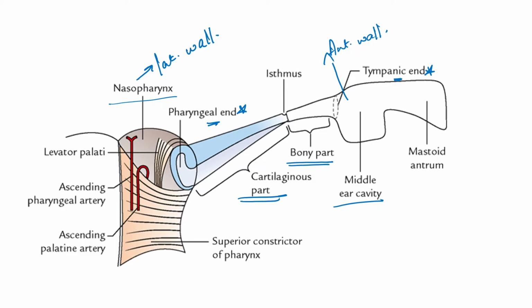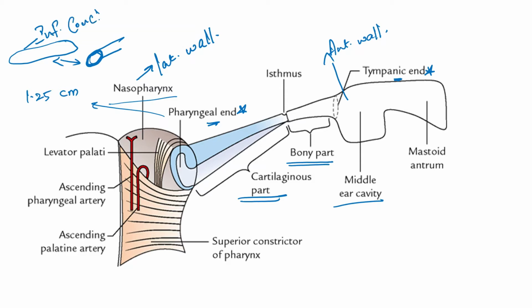When we talk about the pharyngeal end of the auditory tube, it is located about 1.25 centimeter below and behind the inferior concha of the lateral wall of the nose. So the opening of this nasopharyngeal end of the auditory tube is about 1.25 centimeter below and behind the inferior concha. So this is about the location of the pharyngeal end.